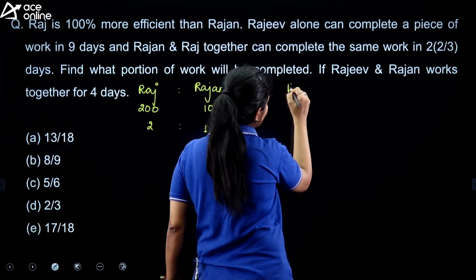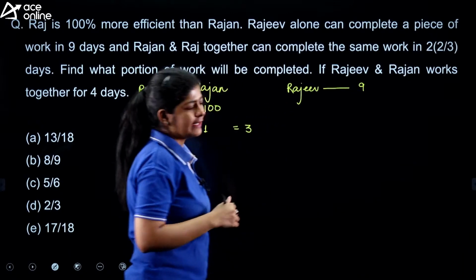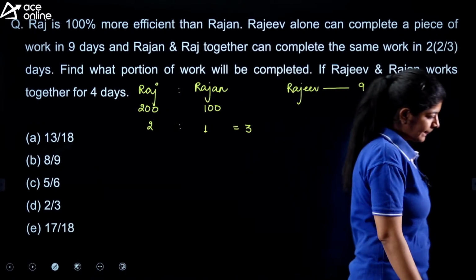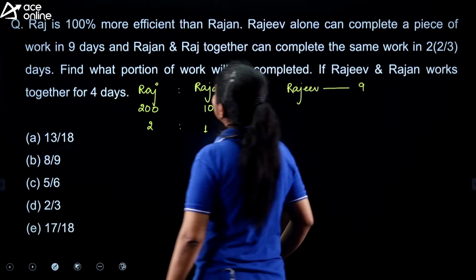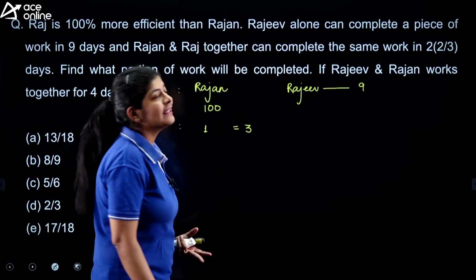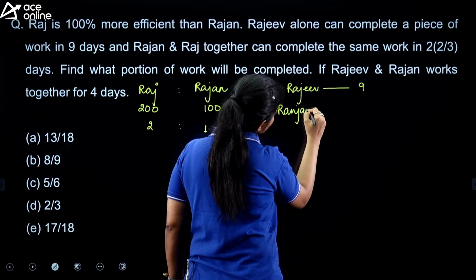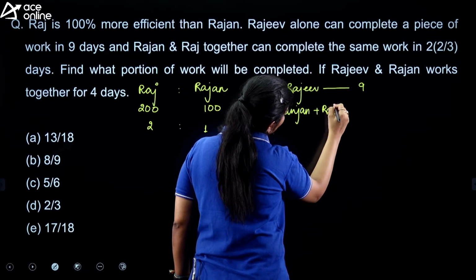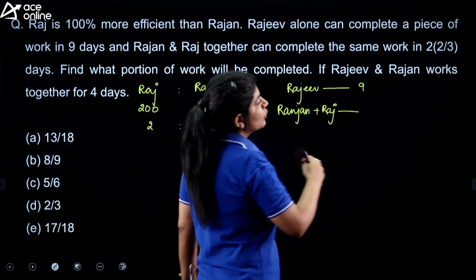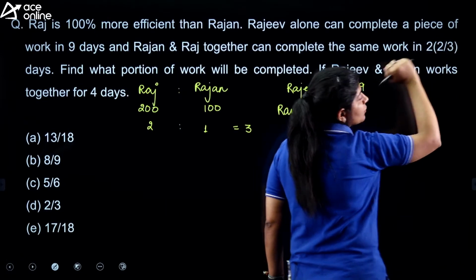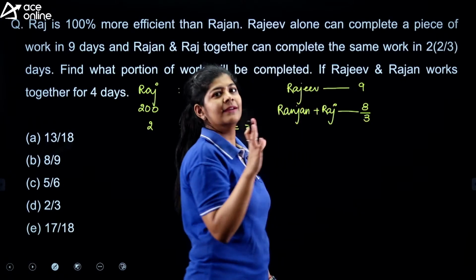Okay. Rajiv alone can complete a piece of work in 9 days. So here we have Rajiv. Rajiv can complete some work in 9 days, right? And it is also given that Ranjan plus Raj together are doing some work, then they take 2/3 days. That means 2 into 3, that is 6, 6 plus 2, that is 8. That means they are taking 8/3 days to complete the same work.